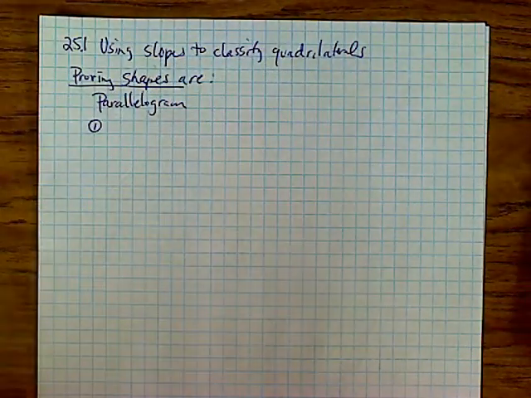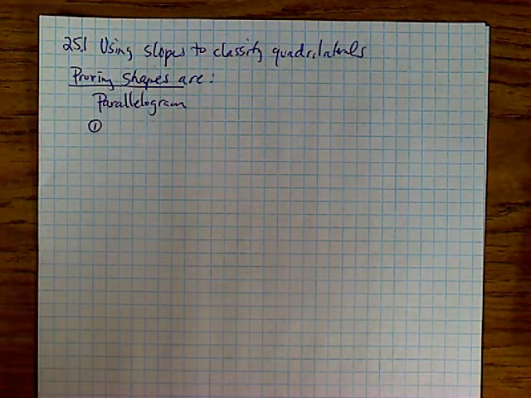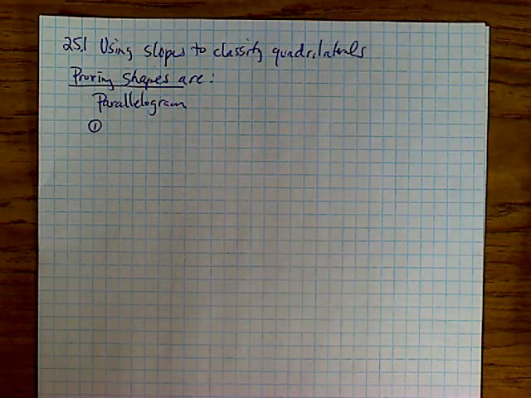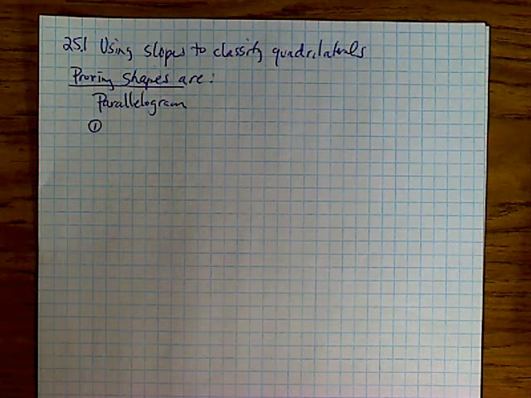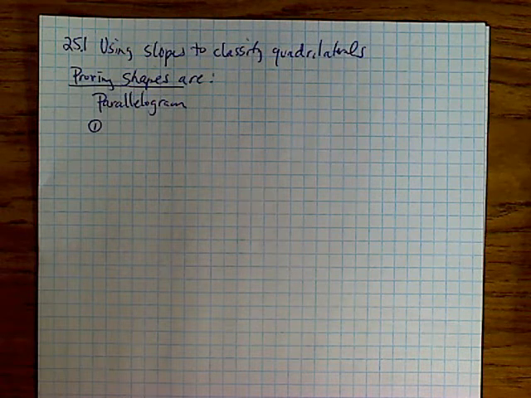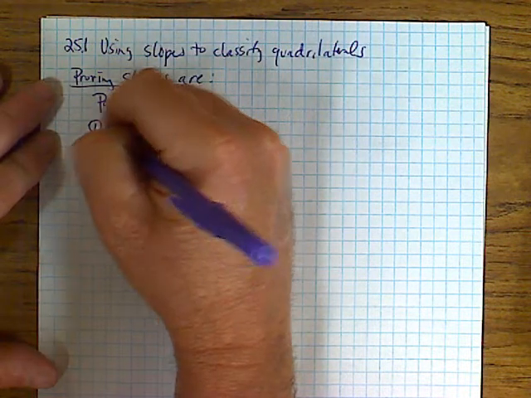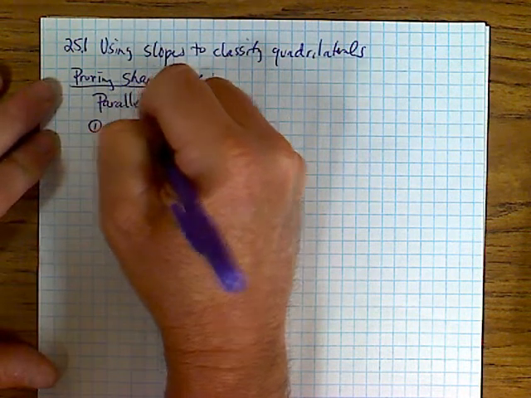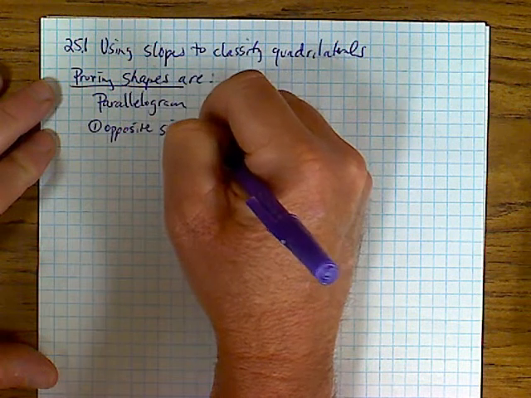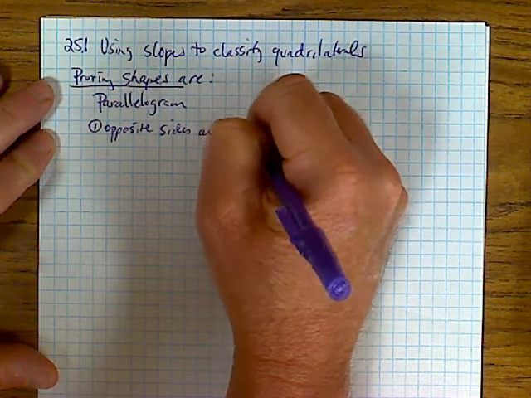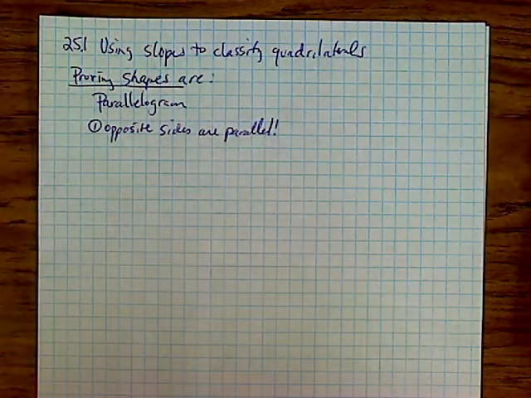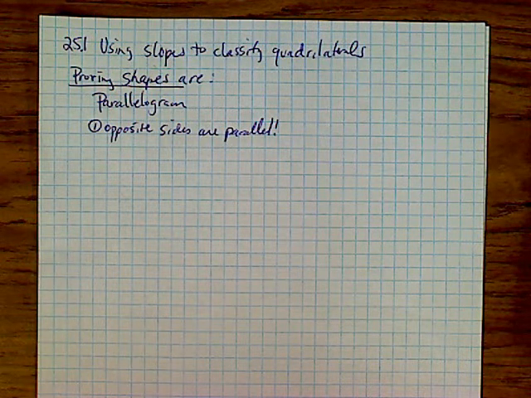There were some things that I taught you in the videos that you need to know. What are the things you need to understand that make a parallelogram a parallelogram? What are the properties? So let's think about those for a second. Well, one of them is that opposite sides are parallel. Okay, so opposite sides are parallel.